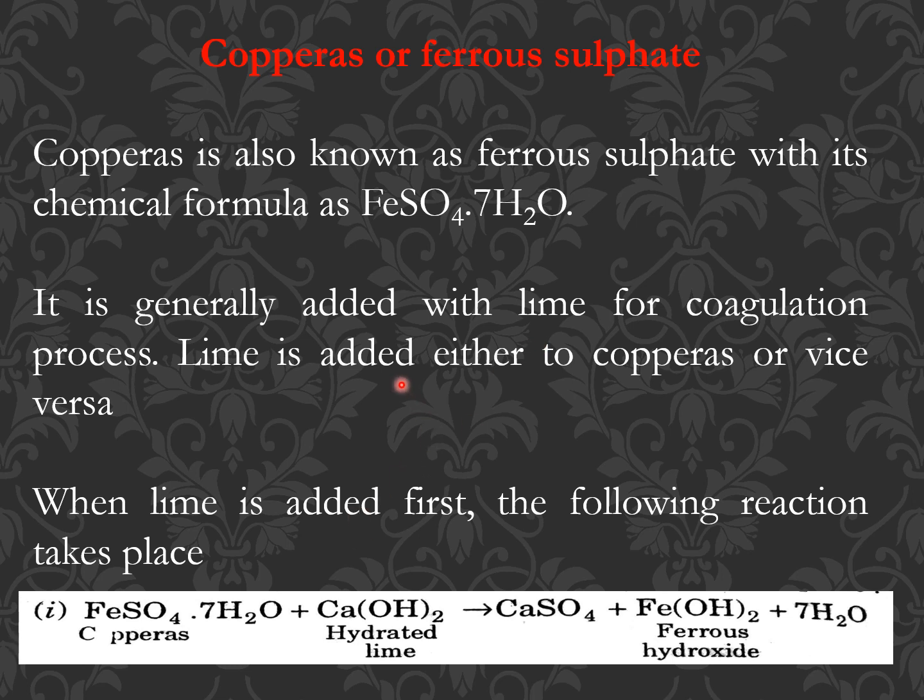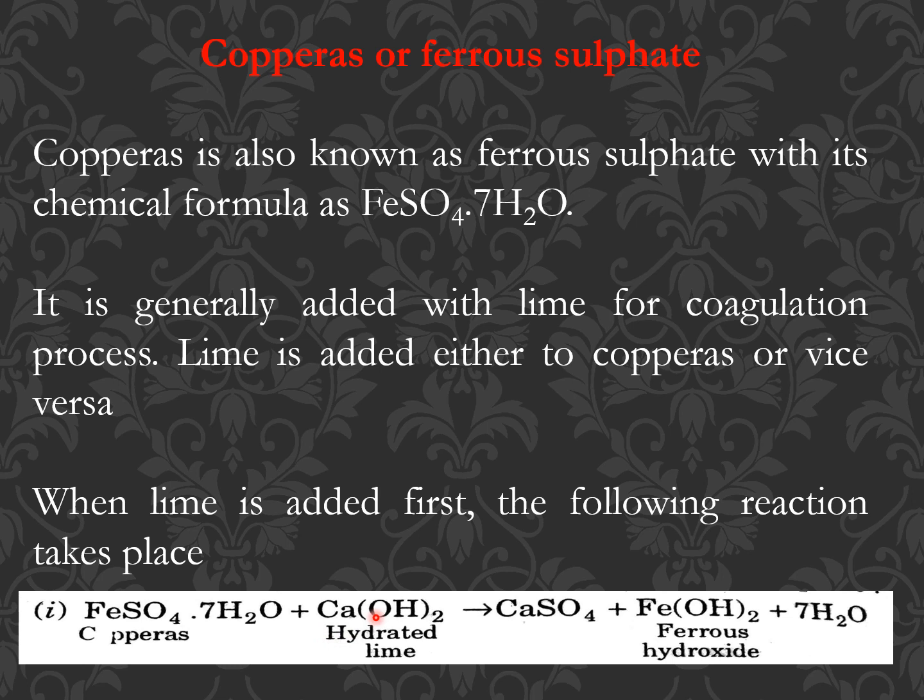Okay, the lime is added either to copperas or vice versa. Either lime is added to the copperas or copperas is added to the lime. When lime is added first, the following reaction will take place. CaO is not stable, so when it reacts with water, it is converted to calcium hydroxide. That quicklime is converted to hydrated lime. So copperas is FeSO4.7H2O plus hydrated lime.